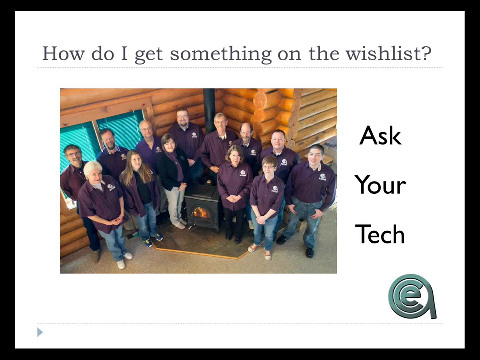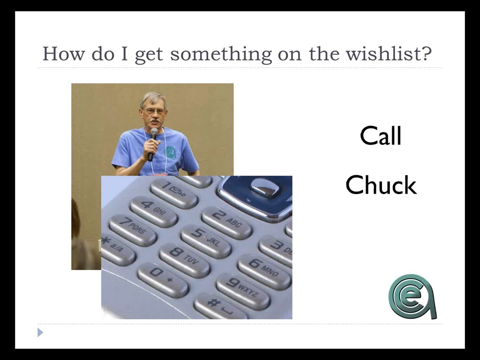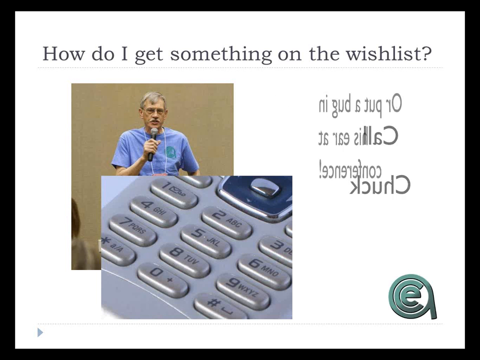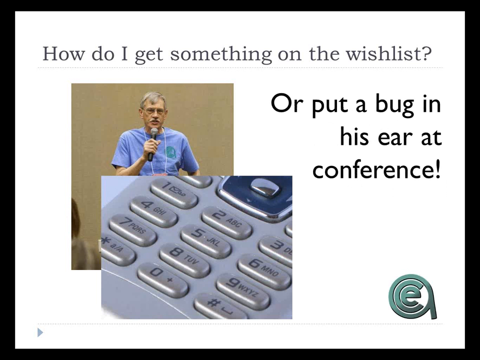A couple of different ways to do it. One obvious way is to tell your tech. This is our 2015 retreat, and that's the entire motley crew. So if you've got something that you'd like your system to do, tell your tech, ask your tech. Certainly the other thing is call Chuck. You can call, email, or of course, go to the conference and get a chance to personally lobby for your particular bug.